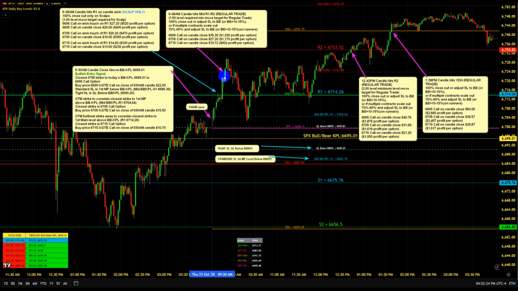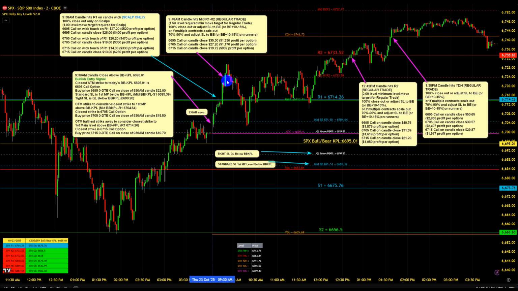Okay, so as you can see here on this 9:48 candle, it does hit the mid R1, R2 level for a regular trade. So now we have our decision to make: either 100% closeout of all contracts, or adjusting the stop loss on all contracts to at least break even, which is going to be at least the price that you paid for the option, or break even plus a 10 to 15% cushion on top of that, meaning you're adding another 10% on top of the price that you paid on top of the break even.